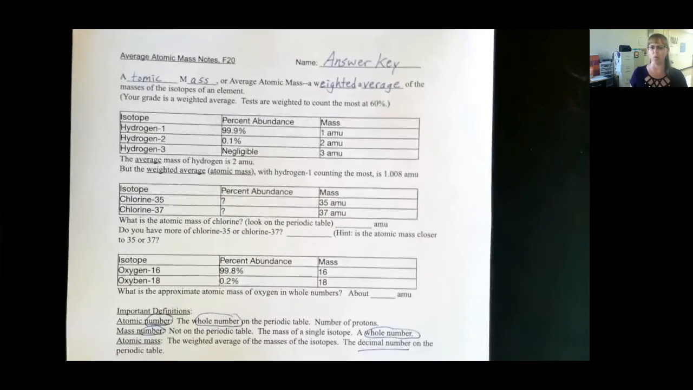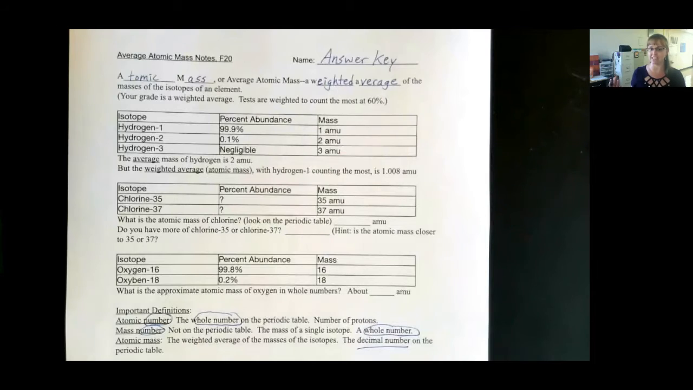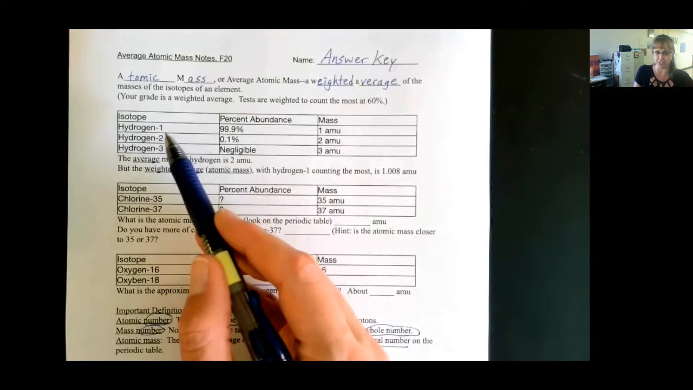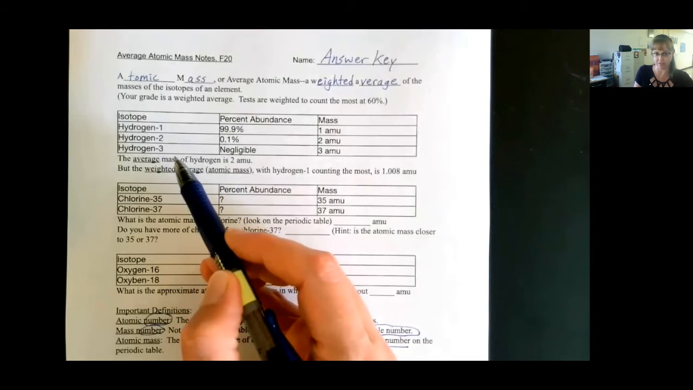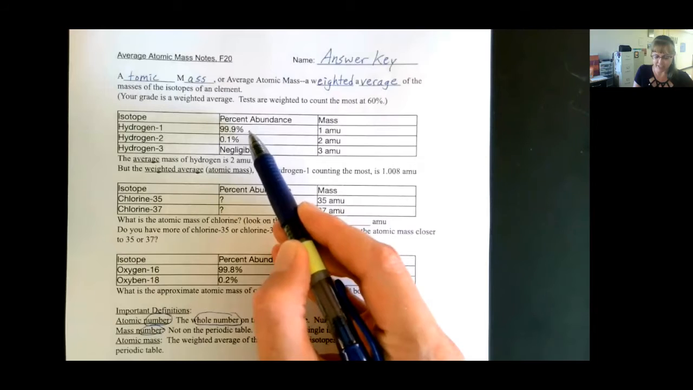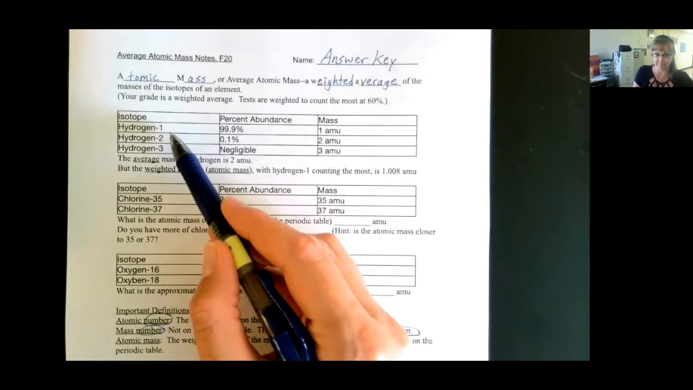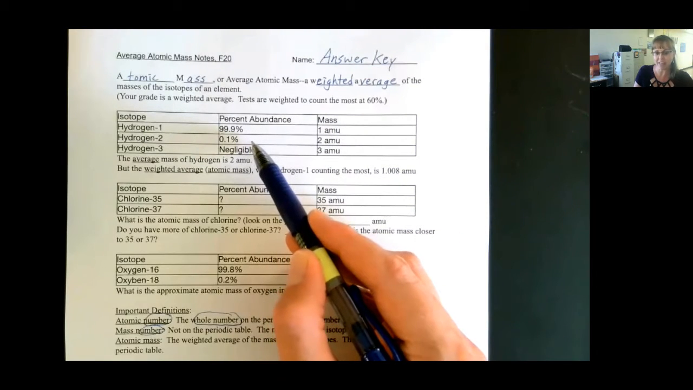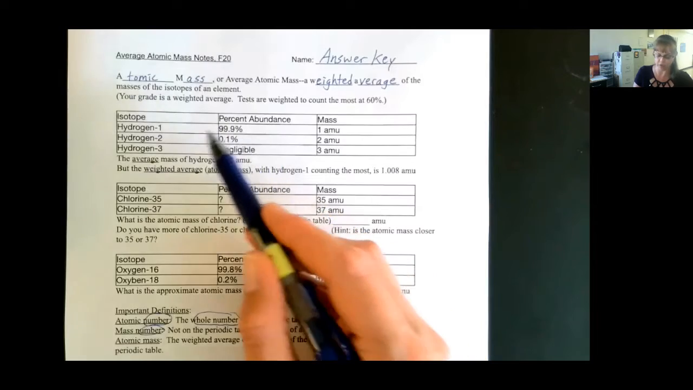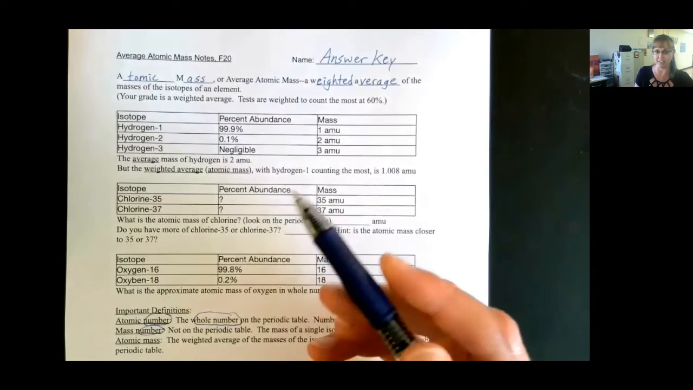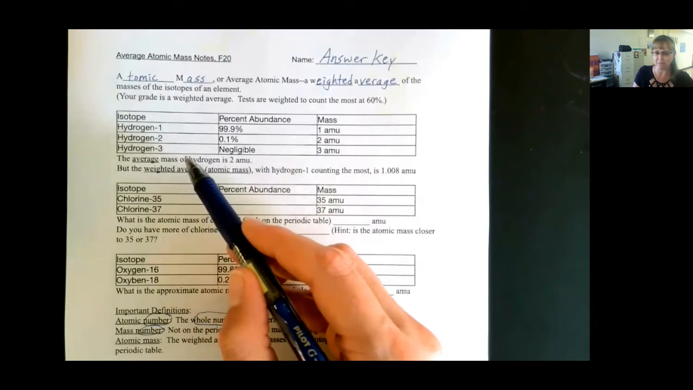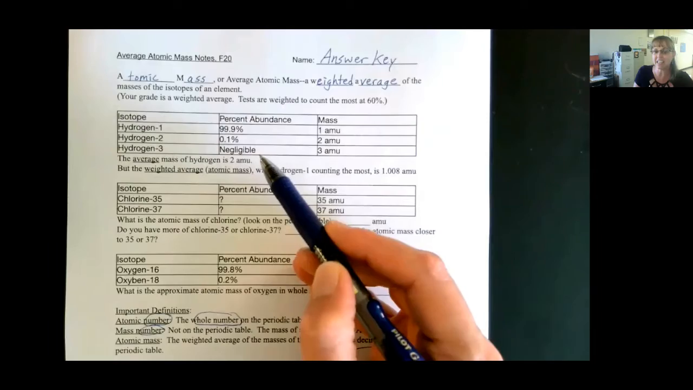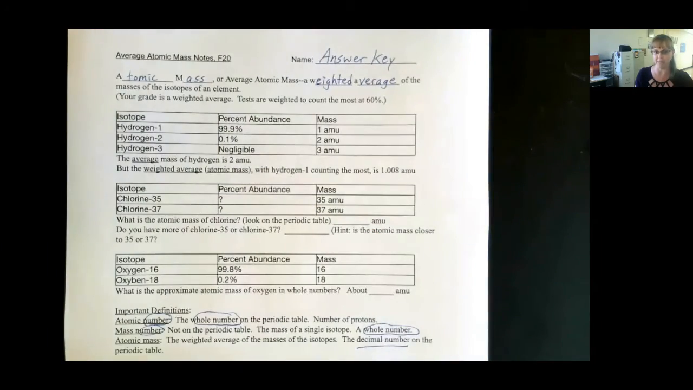Now let's take a look at what in the world this average atomic mass means. There are three major isotopes of hydrogen: hydrogen 1, hydrogen 2, and hydrogen 3. 99.9% of the hydrogen in the world is hydrogen 1. It weighs 1 atomic mass unit. 0.1%, 1/10 of 1% of the hydrogen in the world is hydrogen 2. It weighs 2 atomic mass units. And there's a teeny amount of hydrogen 3, and it weighs 3, but there's so little you can neglect it. There is a negligible amount.